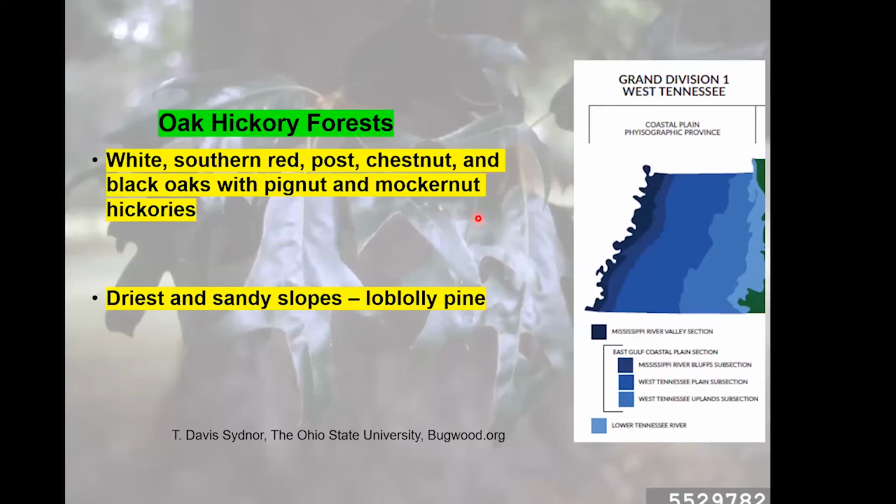There's oak hickory forest in this area. So the oak hickory forest, definitely, it just doesn't mean that there's just oak and hickory, but it means that there's a certain group of trees that are more likely to be in this area. Here we got these different oaks, chestnut, and black oaks, pignut, mockernut, hickories, different hickories. And on the driest and sandy slopes, you'll start to see some pine trees. In this case, the loblolly pine.